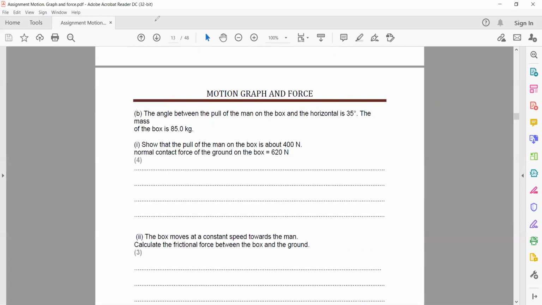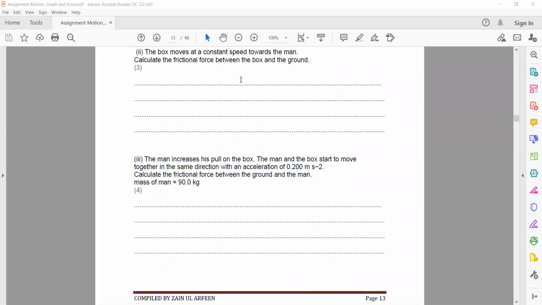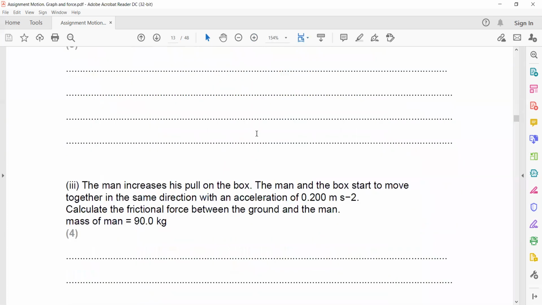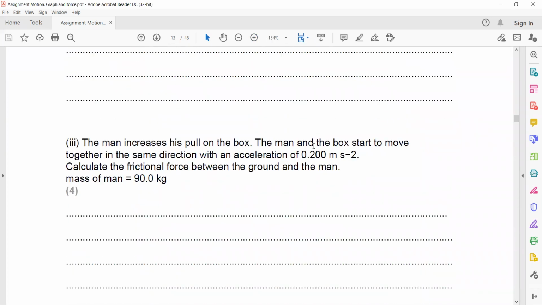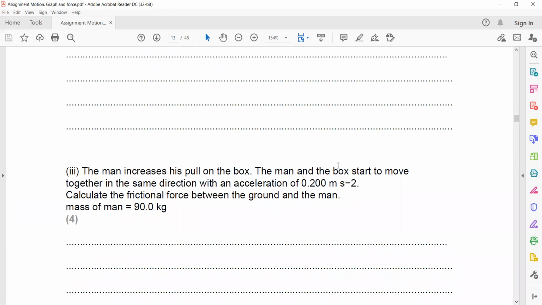The next part: a man increases his pull on the box. The man and the box start to move together in the same direction with an acceleration of 0.2. Calculate the friction force between the ground and the man. And the mass of the man is 90.